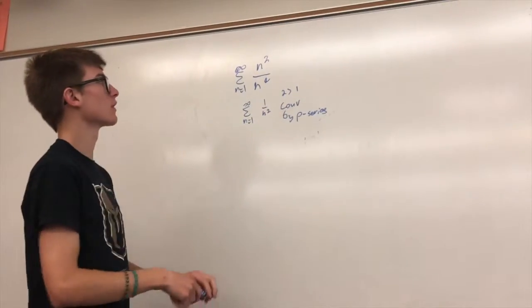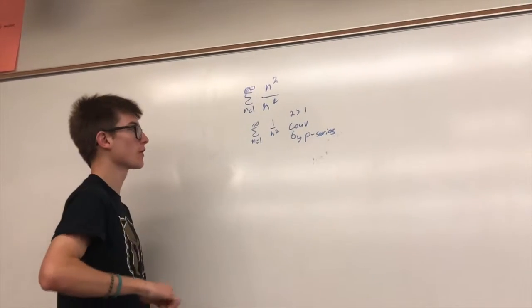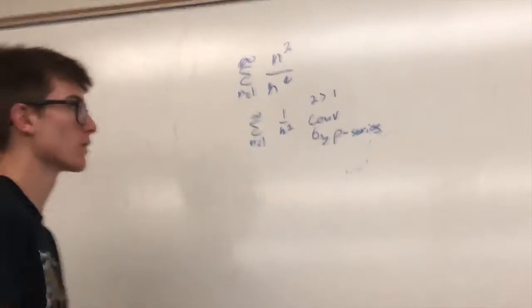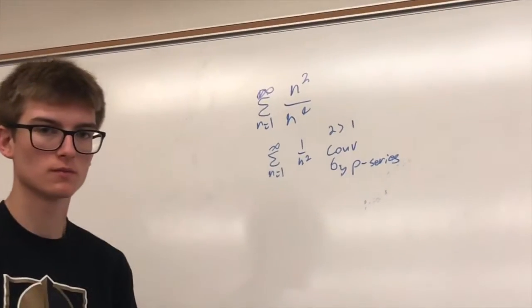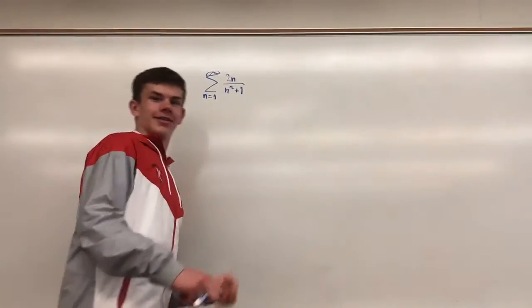So basically we have this series right here, n squared over n to the 4th, and basically that's going to simplify into 1 over n squared, and this is going to converge by the p series because 2 is greater than 1.